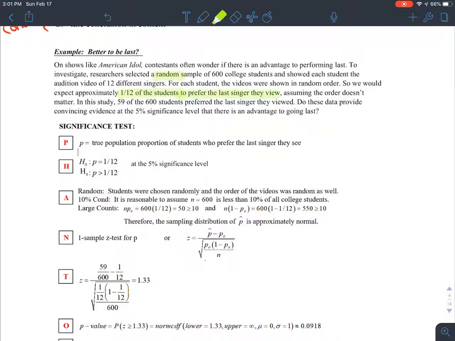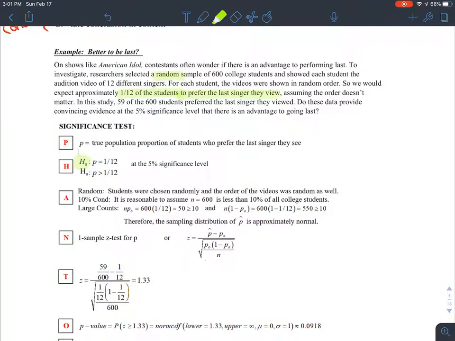And I'll tell you, your null hypothesis is always the statement of equality, which often means you're saying, look, there's no difference. It doesn't matter. The true proportion of students who are going to prefer the last singer, if there were 12 singers, is going to be 1/12. And then the alternative usually goes against that idea.